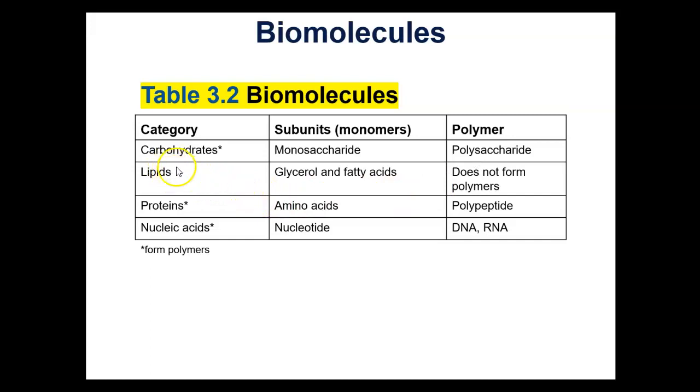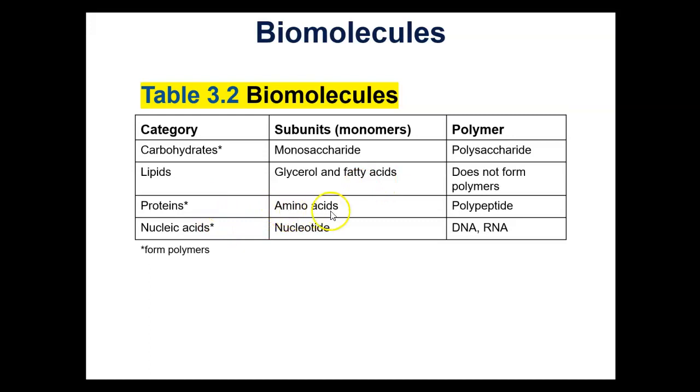Lipids do not have an asterisk because lipids don't technically form polymers, although they can be very large molecules. But the subunits of lipids are glycerol and fatty acids. And fatty acids do consist of long hydrocarbon chains, so chains of carbon and hydrogen.